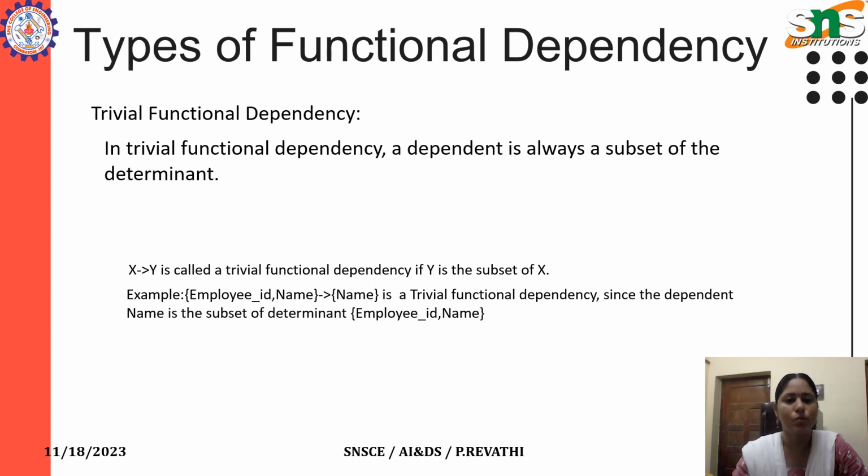X determines Y is called a trivial functional dependency if Y is a subset of X. For example, employee ID, name determines name is a trivial functional dependency since the dependent name is a subset of the determinant employee ID, name. So, X determines Y is called a trivial functional dependency if Y is a subset of X.